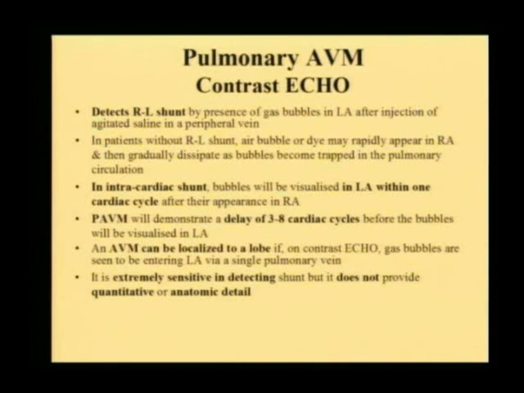Immediately, within one cardiac cycle, you will see this contrast agitated saline in the right atrium and then in the left atrium. In the presence of pulmonary arteriovenous malformations, it takes 3 to 8 cardiac cycles before this contrast appears in the left atrium. So this is the best and the easiest way to diagnose pulmonary arteriovenous malformation. Depending upon which pulmonary vein is showing this contrast, you can actually identify the location of the malformation as well on contrast echocardiography.